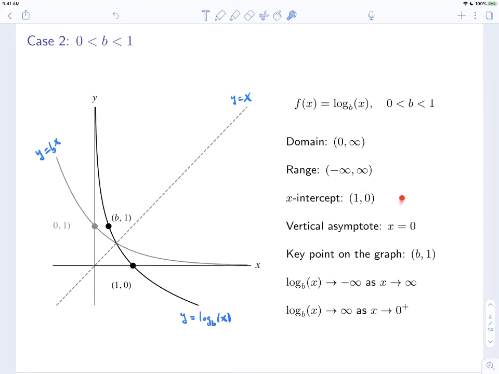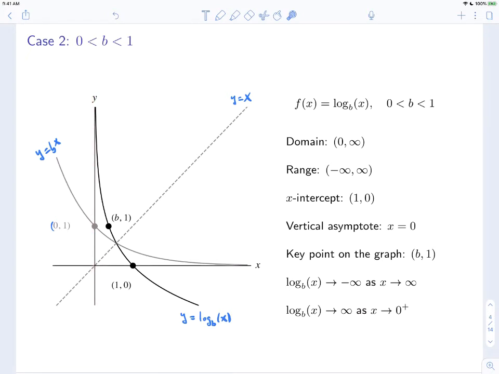So the x-intercept is still the same. The x-intercept is still 1 comma 0. That's because the exponential y equals b to the x will always have y-intercept 0 comma 1. I lost a little bit of the parenthesis here. Let's just put that back in. So the x-intercept of the logarithmic function is still 1 comma 0. And that's really just saying that the power of b that gives you 1 is 0. b to the 0 is 1. We still have a vertical asymptote at x equals 0.